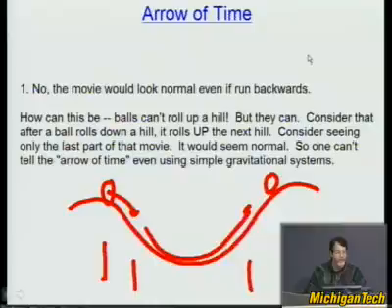So one can't tell the arrow of time even using simple gravitational systems. You don't know which way the movie's running. You don't know.